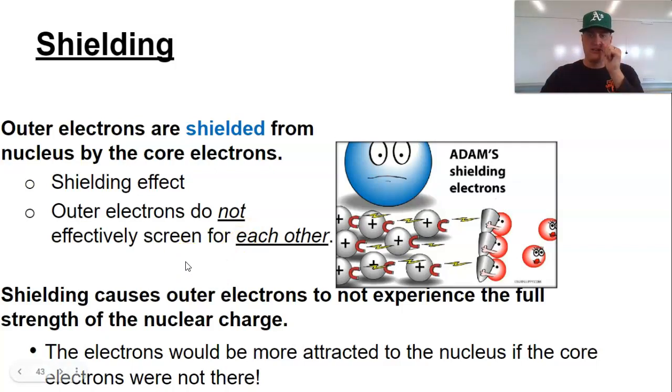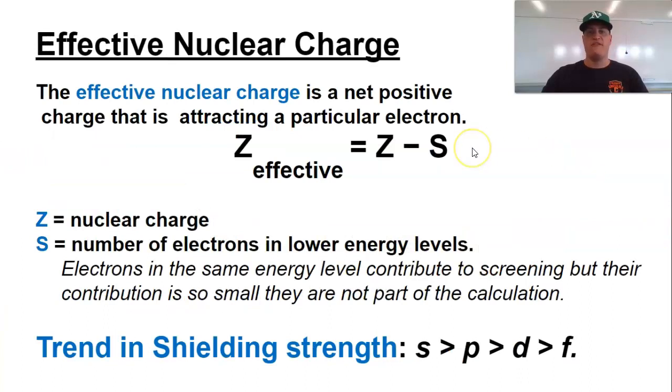Now, shielding causes the outer electrons to experience not the full strength of nuclear charge, which makes them less attracted, which makes them more likely to react. This is called effective nuclear charge. So you have the actual nuclear charge, meaning how many protons are in the center, and then the number of electrons in lower energy levels, the ones that will contribute to shielding. This is going to help us explain the exceptions we see and later on periodic trends. So this effective charge is going to be part of the explanations you'll talk about.